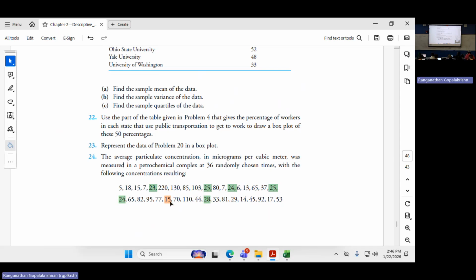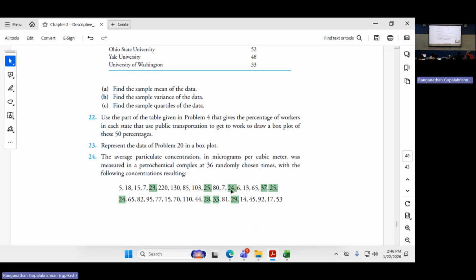Are these the only numbers between 20 and 40? Oh no, there is 33, 29. What else? 37. 37, thank you. Turns out counting isn't easy.